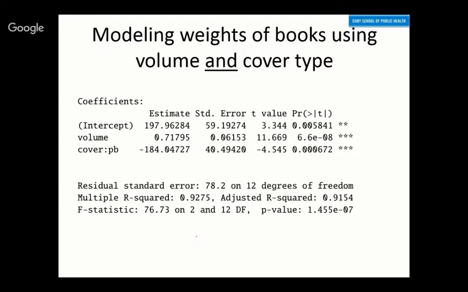Here's that same regression table, but I've added one more line to it, which is the type of cover. So this cover colon paperback. Before we just had these two lines, and they haven't changed too much, but we have this third line and a coefficient that is negative and quite a small p-value for that one. So this negative estimate is telling us that when the cover is a paperback, our expectation is less. In fact, our expectation is 184 grams less than for a hardcover book, all else being the same.